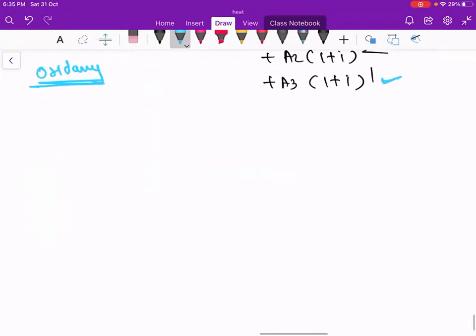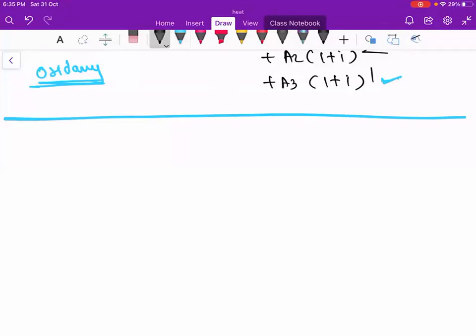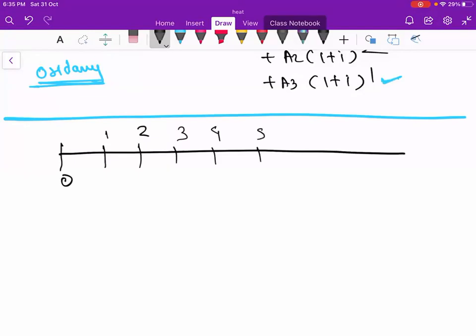So if we want to derive this, what will that be? Suppose this is 0, this is 1, 2, 3, 4, 5, up to the nth year. So what will be the previous one? n minus 1. The previous? n minus 2. The previous? n minus 3. So what will be the future value here?